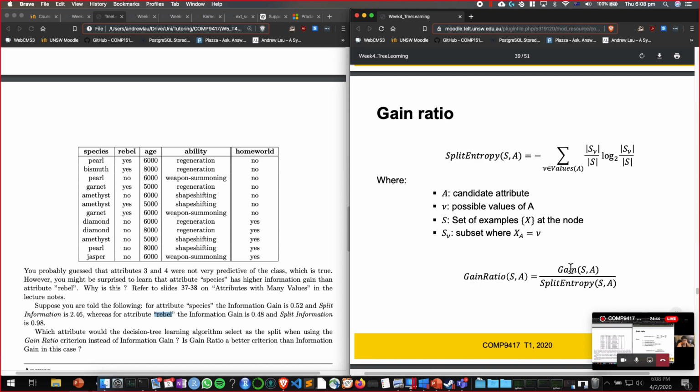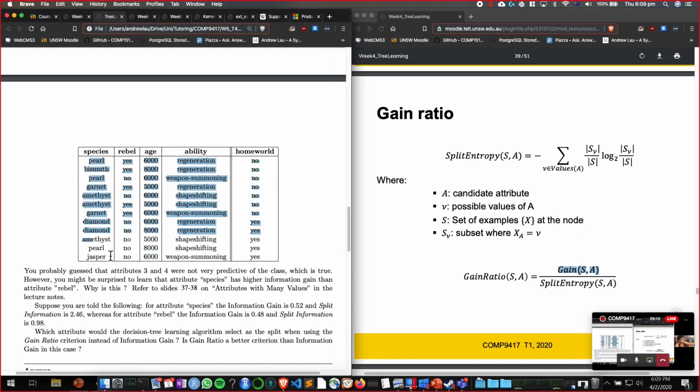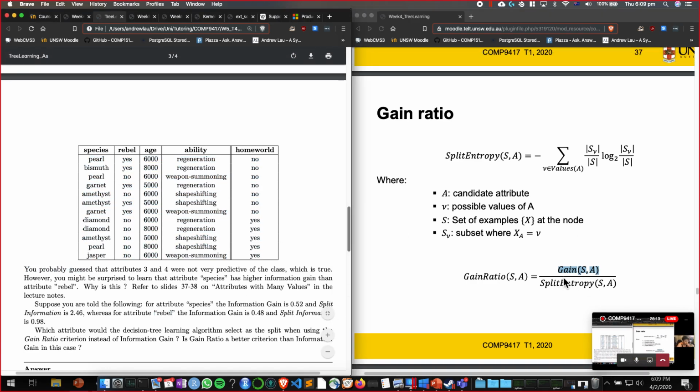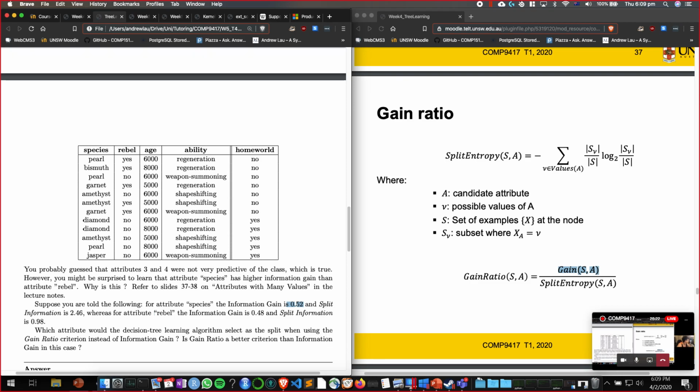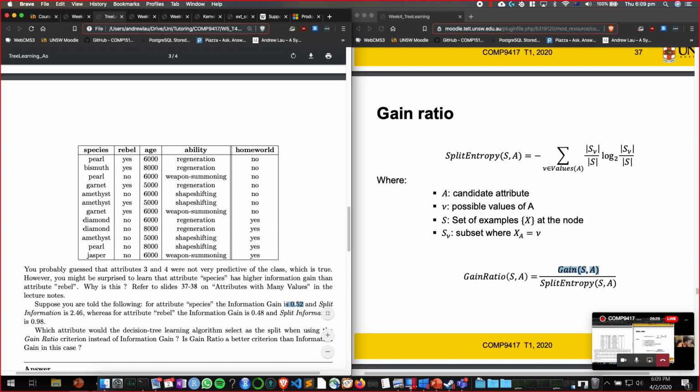The gain ratio is effectively the original information gain, but scaled back by this factor which effectively says how impure this is, right? So the more levels or unique values, the more it will scale down the information gain. Think of it as a penalty for having too many levels, because the gain by itself will be biased, or will prefer features such as species with more levels. So you plug into this formula, you simply go 0.52 divided by 2.46.